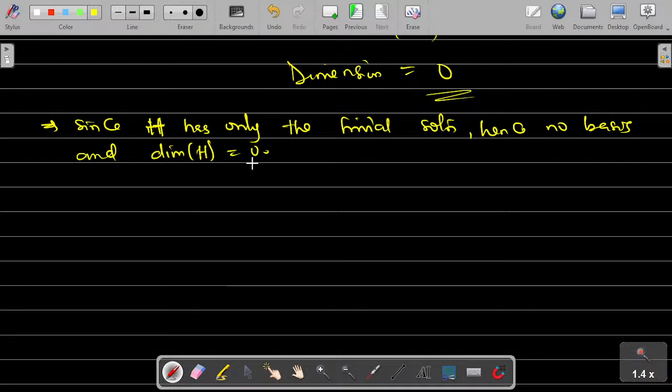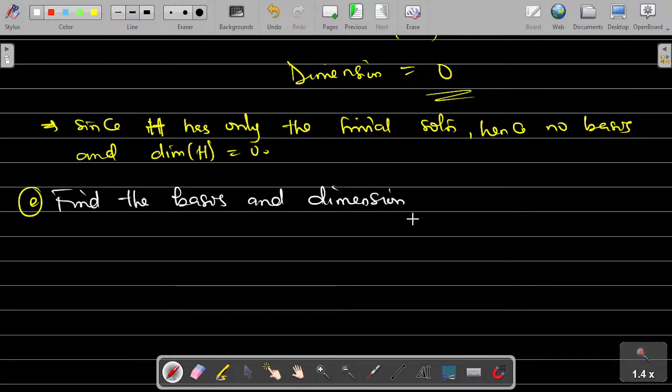So for 2E, what's the question then? We are told to find the basis and dimension of the vector space. Look at it here. Find the basis and dimension of the subspace.